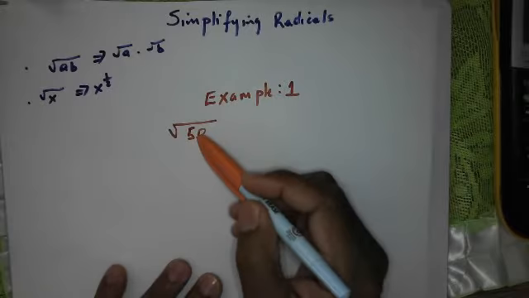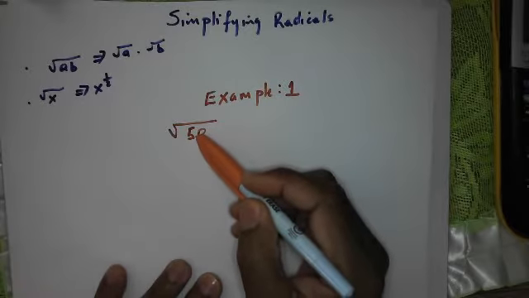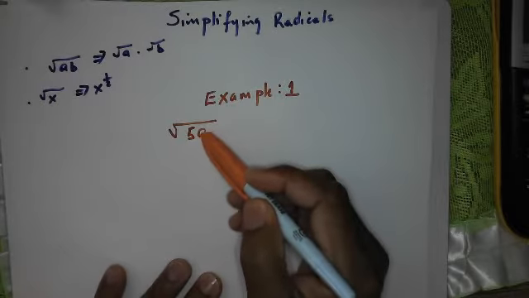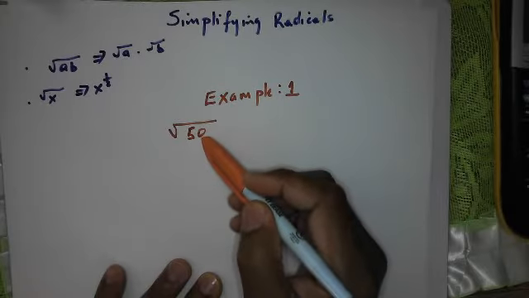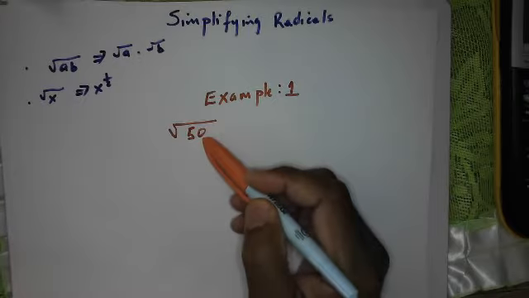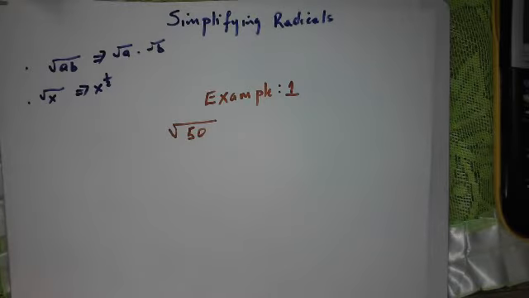Now I want to break this 50, which is a radicand, that thing under the radical. I want to break it in terms of two of its factors, but I want to ensure that one of its factors is a squared number. And when I say squared number, I'm talking about numbers like 1, 4, 9, 16, 25, 36, 49, 64, 81, 100, 121, 144, 169, that kind of thing.